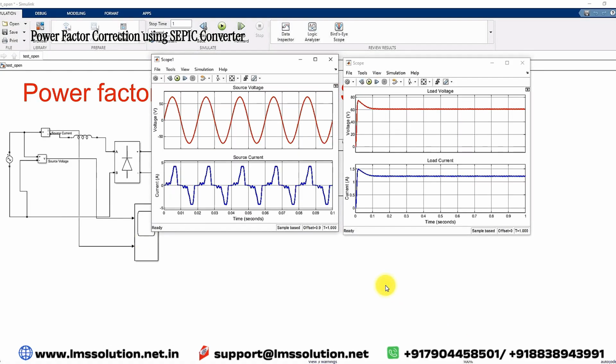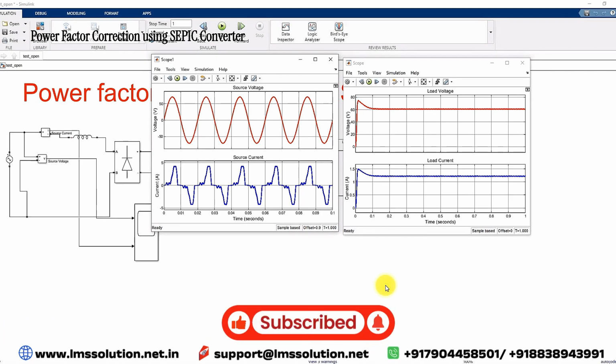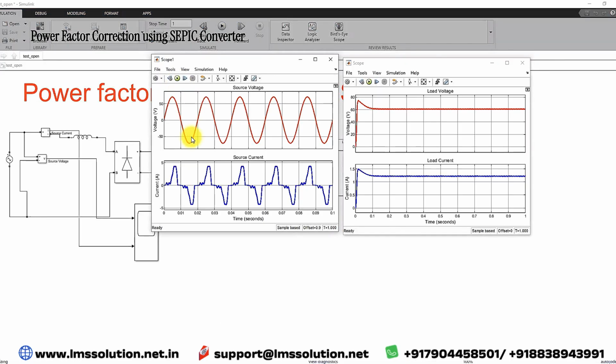Here we are using the diode rectifier with the load, which is going to act as a nonlinear load. What will happen? The source current naturally is going to be non-sinusoidal because of the nonlinear load. That means it will draw more reactive power from the source. So because of that, the source current is going to be non-sinusoidal. So I'm going to simulate this model in open loop. We will see the results.